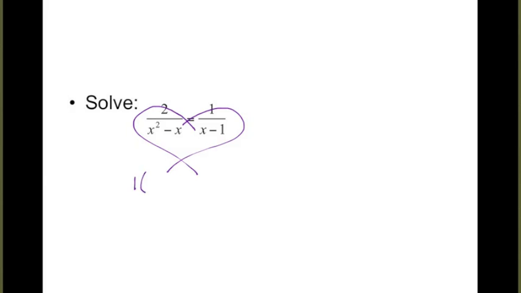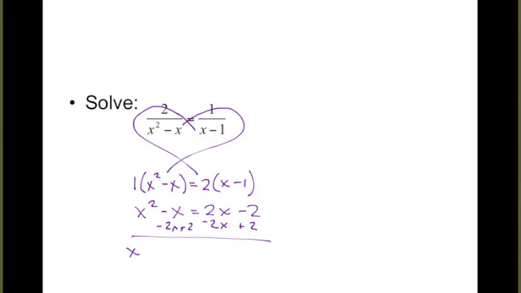As we cross multiply these, I'm going to get 1 times x squared minus x equals 2 times x minus 1. We multiply the things that are on the diagonals. Distribute, then x squared minus x equals 2x minus 2. This turned into a quadratic, so I'm going to get everything on one side. Get x squared minus 3x plus 2 equals 0. To factor, we're looking for what multiplies to make positive 2 that adds to make negative 3. So it'd be a negative 2 and a negative 1, which give us solutions of x is 2 or 1.